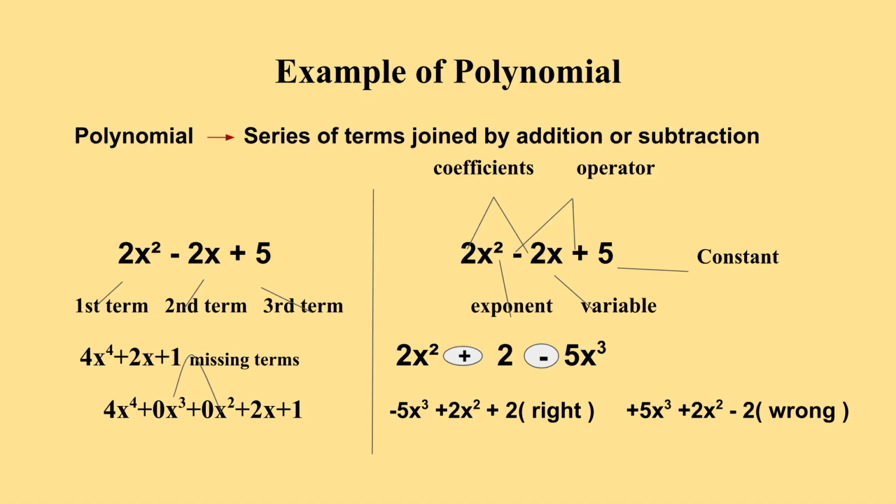The first way is right. Before 2 and 2x squared there is a positive sign. In the second way, there is a positive sign before 2x squared, and a negative sign before 2. This is wrong. Write the sign according to the term. First see the term, then check the sign, and then write the sign according to the term.